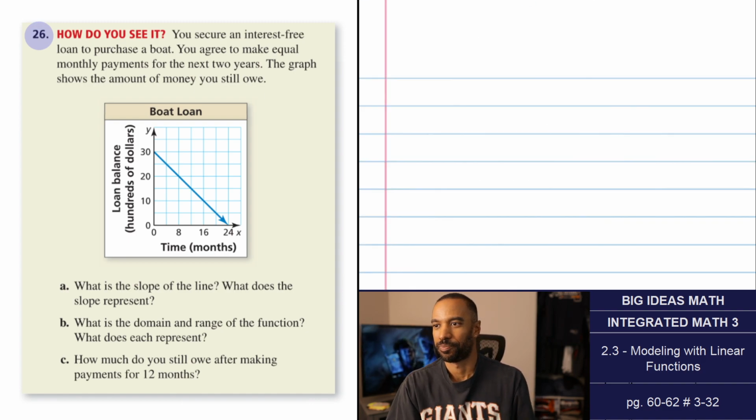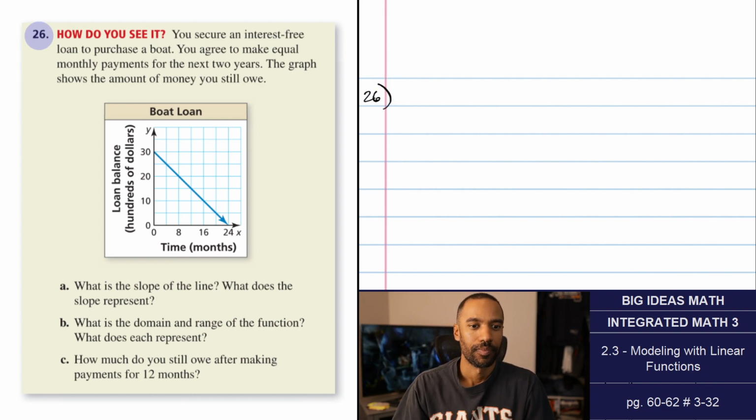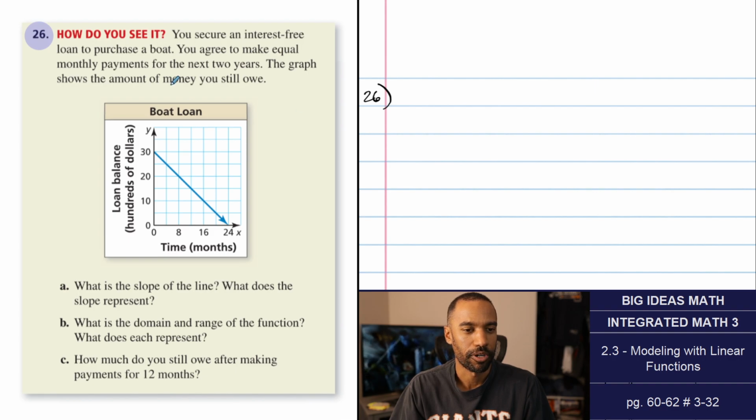All right, number 26. How do you see it? You secure an interest-free loan to purchase a boat. You agree to make equal monthly payments for the next 2 years. The graph shows the amount of money you still owe. What is the slope of the line? What does the slope represent?